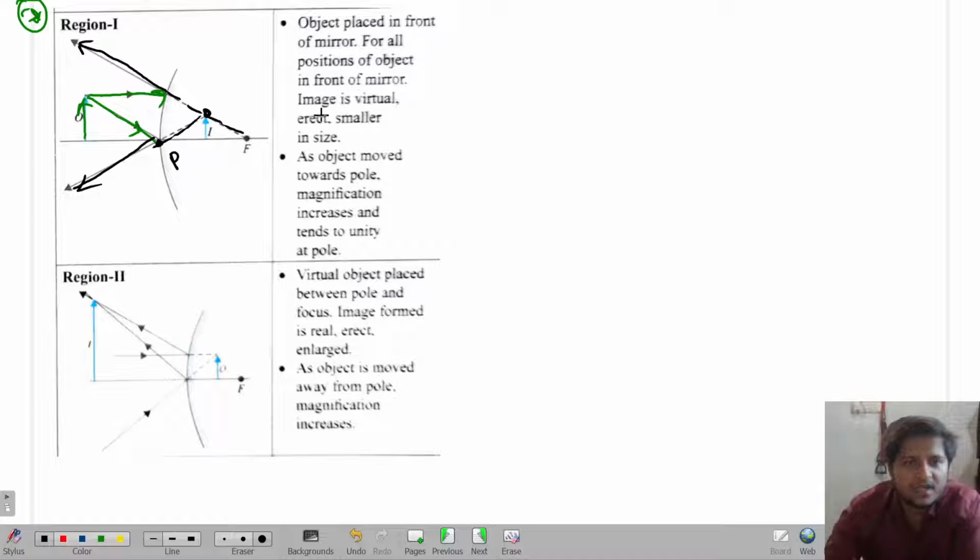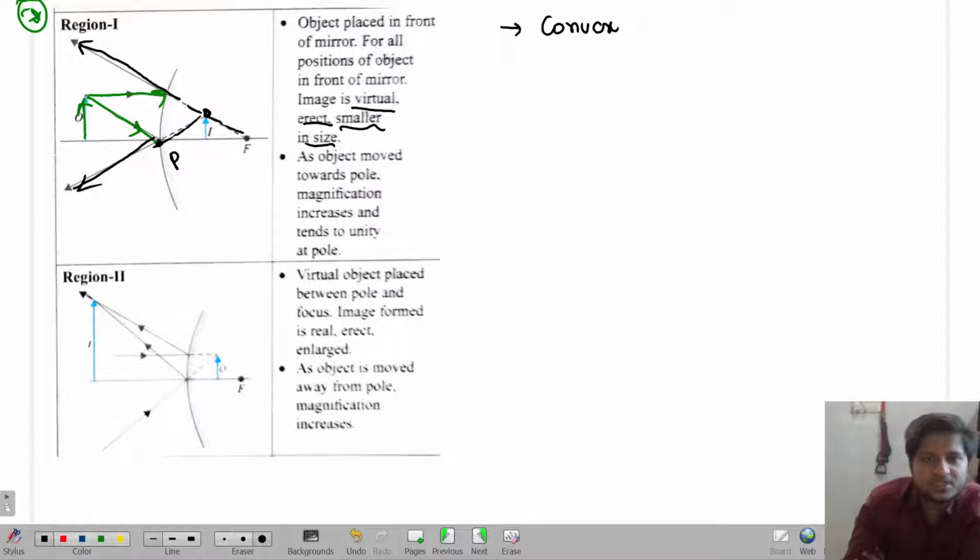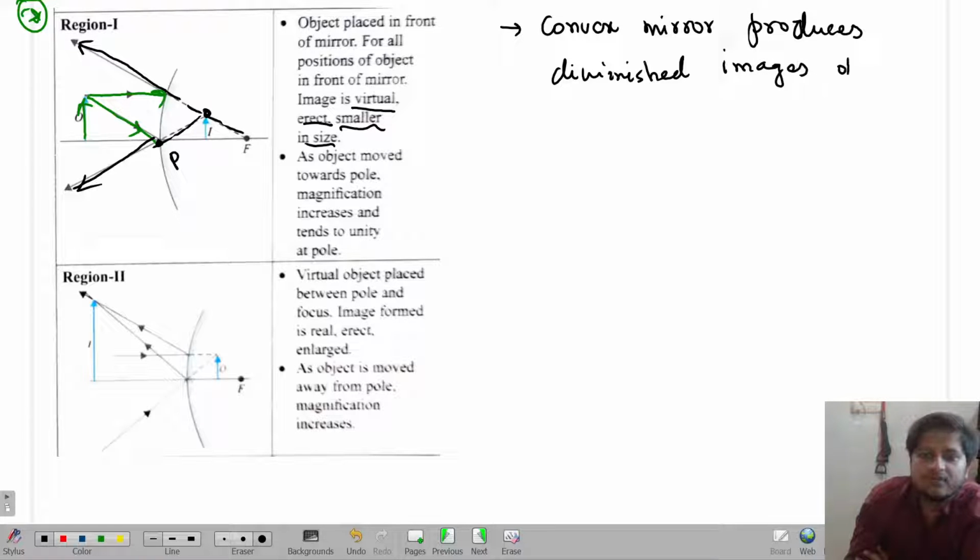This image will be virtual. First important thing, the image is virtual. Second, it is erect, meaning it is lying head up. Third important point, it is smaller in size. First it will be virtual, second it will stand upright, and third the image formed will be the smallest. Okay? So a convex mirror always produces diminished images of real objects.